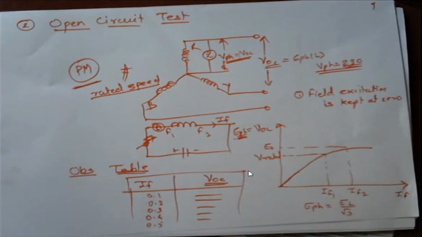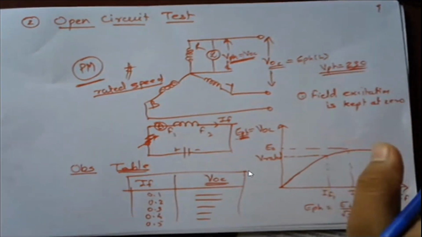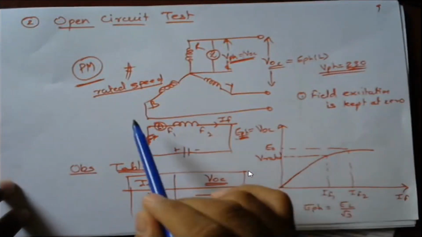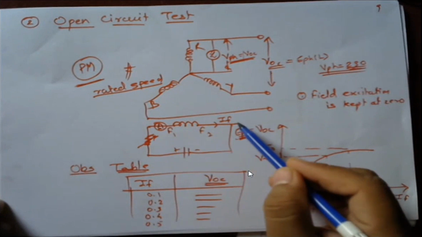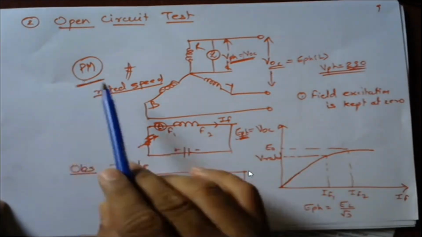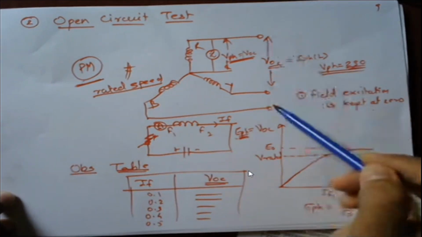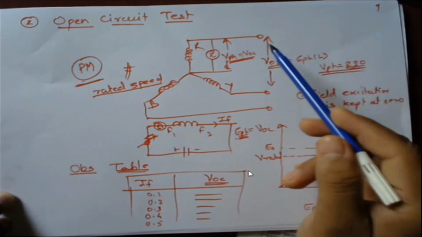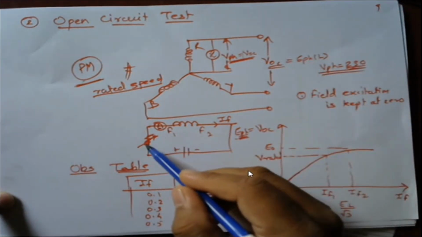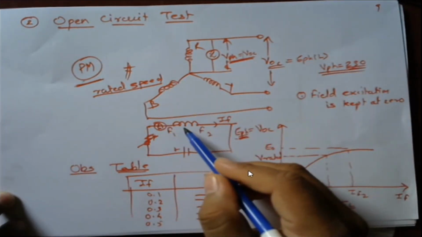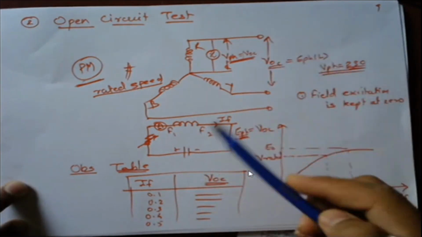Next step, I have to perform the open circuit test. So in case of open circuit test, the same way, we have to keep this resistance at high value to maintain field excitation at 0. We will start the prime mover and rotate it to rated speed. Armature means no load is connected. That means it is kept open circuited. So by increasing this field excitation gradually, I will measure the open circuit voltage. I will note down the reading.